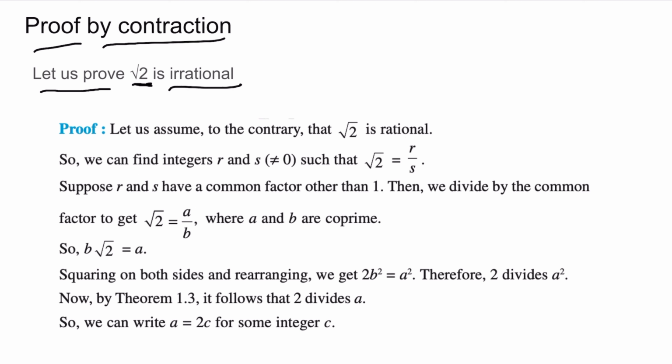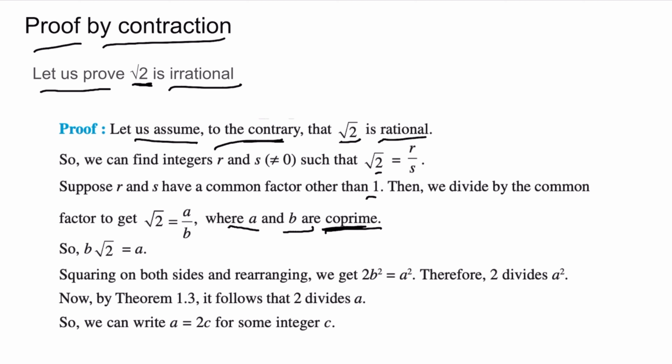Now here the proof states that first we have to assume to the contrary. So we have to prove root 2 is irrational, but we are going to assume that root 2 is rational. So we can find integers r and s such that root 2 is equal to r by s. Now suppose r and s have a common factor other than 1. Then we divide by that common factor to get root 2 is equal to a by b. So we found a common factor between r and s other than 1 and then we divided by that number to get root 2 is equal to a by b. Now because we did that, we know that a and b are coprime.